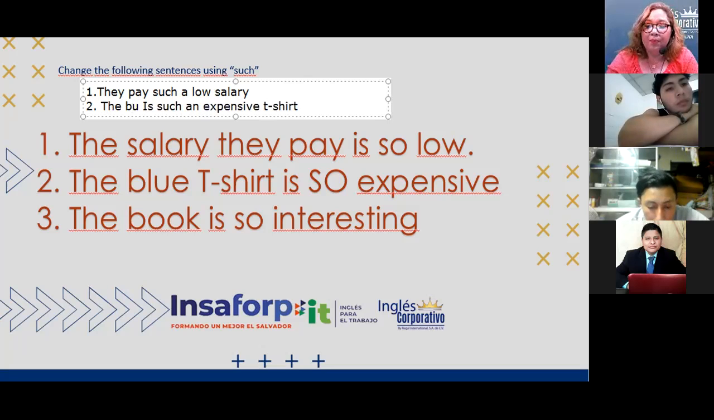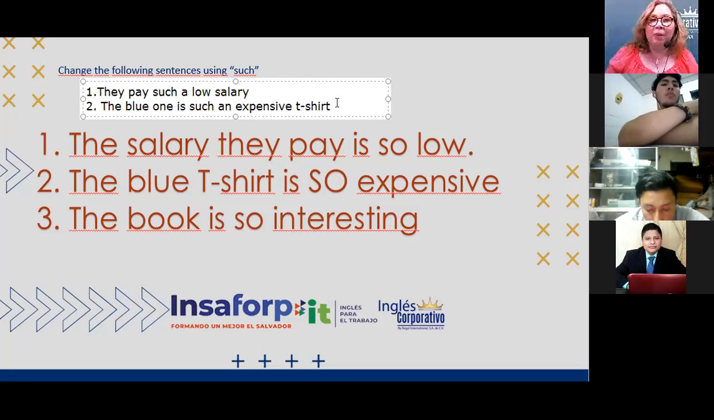The blue one is such an expensive t-shirt. Y ya la armamos de una manera más sofisticada. Como la teníamos, ya estaba bien, pero para que suene más bonita utilizamos "the blue one" porque estamos especificando y enfatizando. Entonces, the blue one is such an expensive t-shirt, ¿ok?